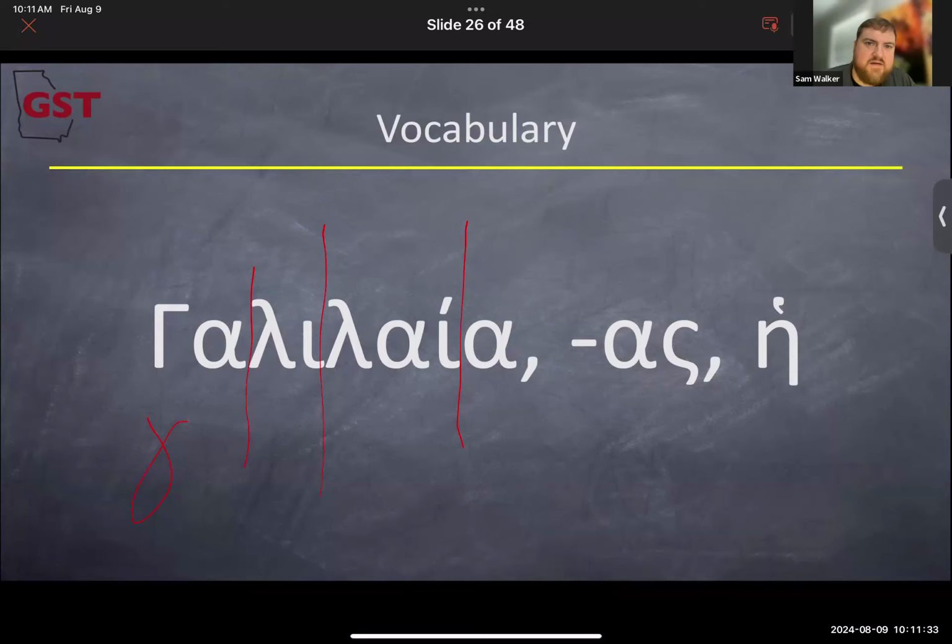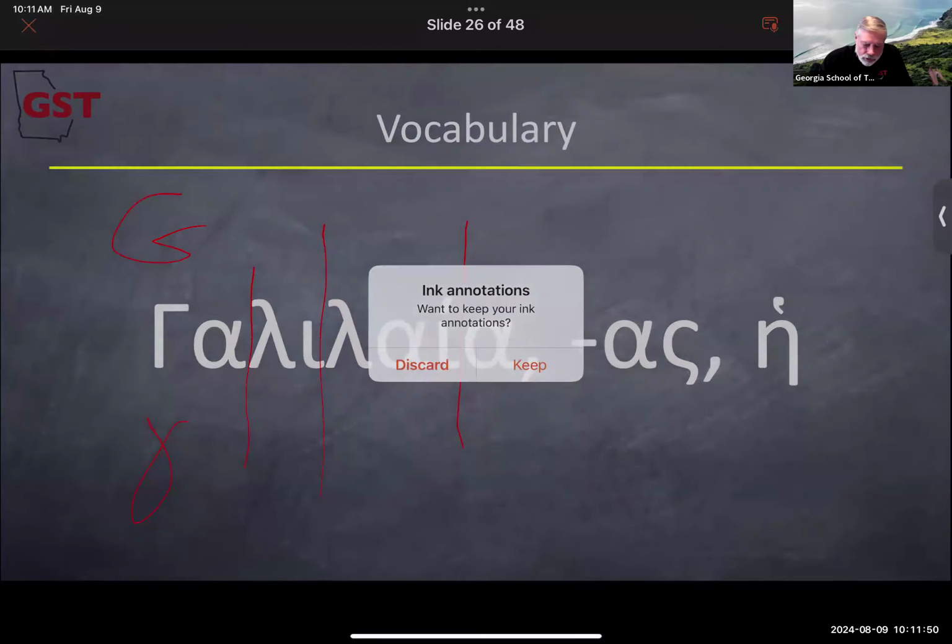Galilee. Yeah, that's why it's capital, because it's a name. So it's capital because it's a proper noun. Proper name. Yes, sir. Galilea. Very good. There you go. All right. So let's go to the next word.